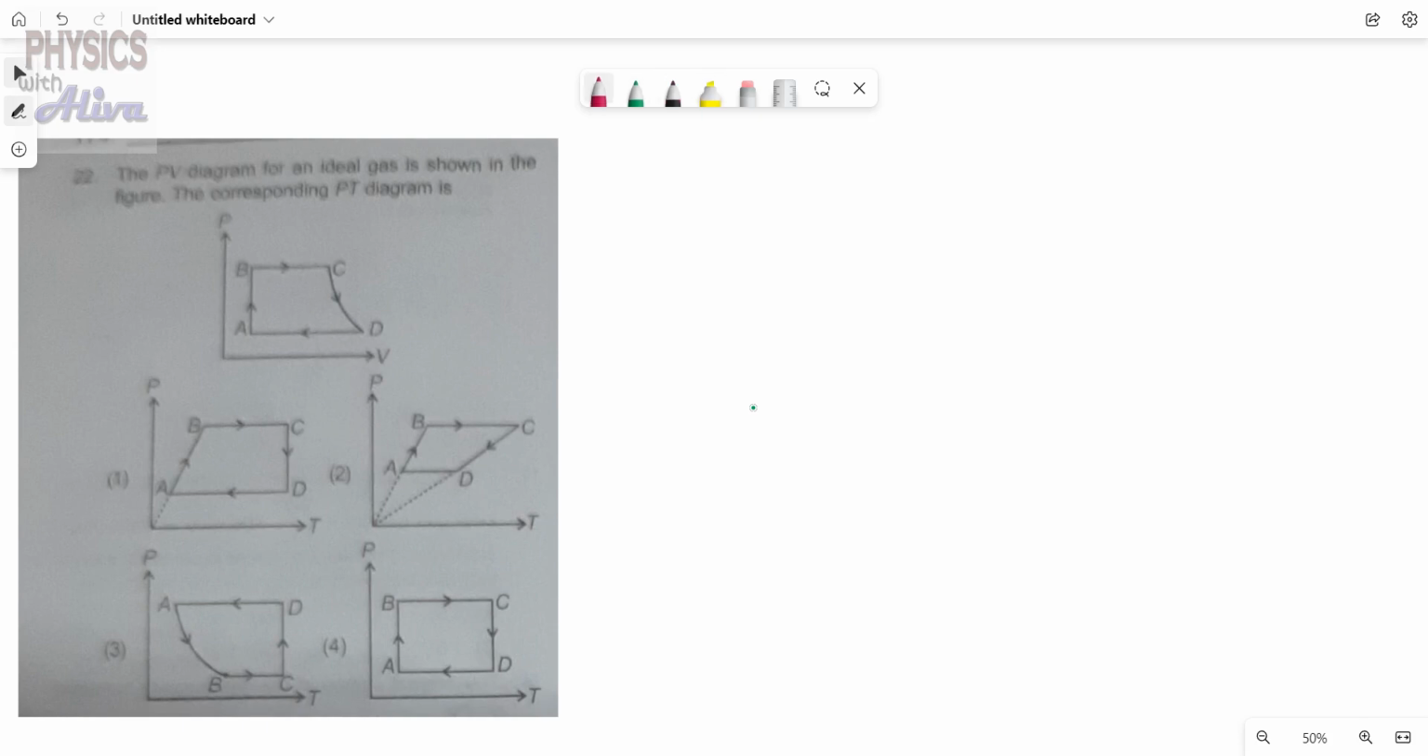Here you can see a PV diagram is given, right? And from here we will collect some information, and according to this we will draw the PT diagram. So at first we can see the line BC, where the volume is increasing and the pressure is constant. I am telling about this line BC.